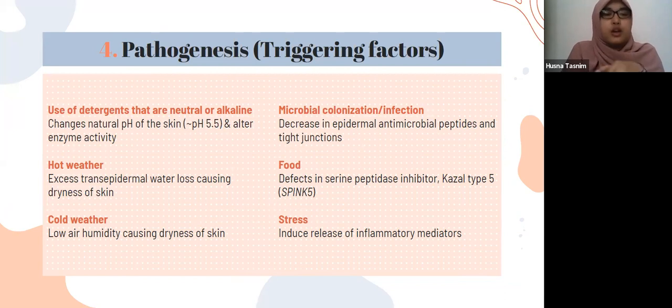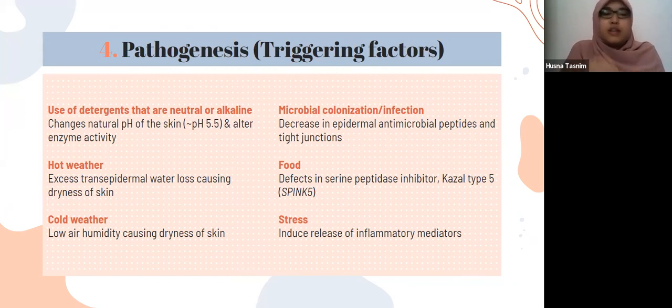Yeah. And the hot weather causes excess transepidermal water loss, causing dryness of the skin. And the cold weather, which has low air humidity, also causes dryness of the skin. The microbes decrease the epidermal antimicrobial peptides and the tight junctions. So this is important for the skin barrier function.